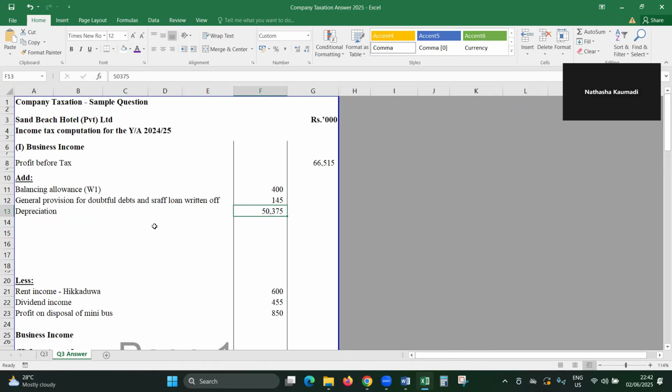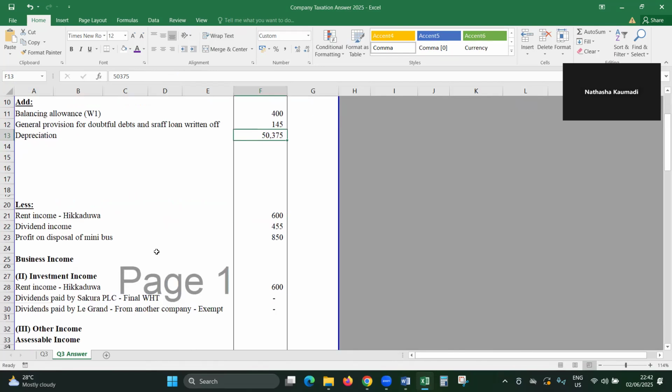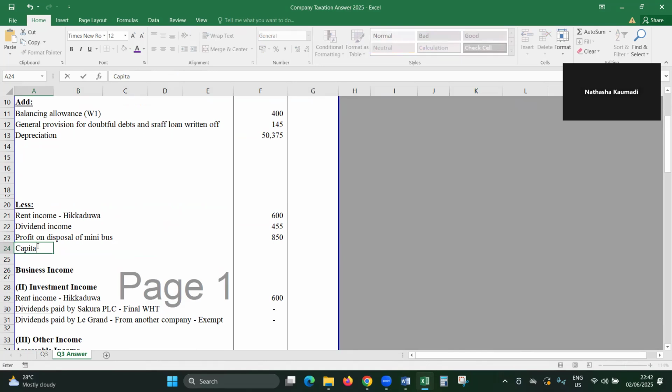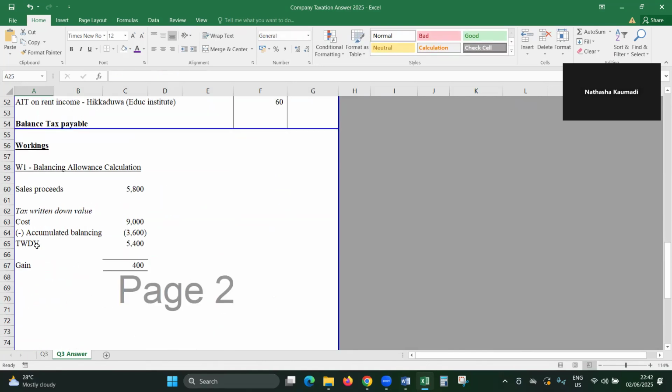50,375. I have added back, and I have to deduct what? I have to deduct the capital allowance. So I'm writing capital allowance. Since I'll be putting a working, obviously, I'll be writing working number 2. So I go to workings. Working 2.